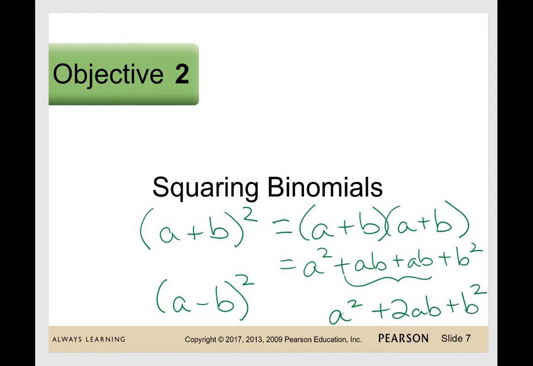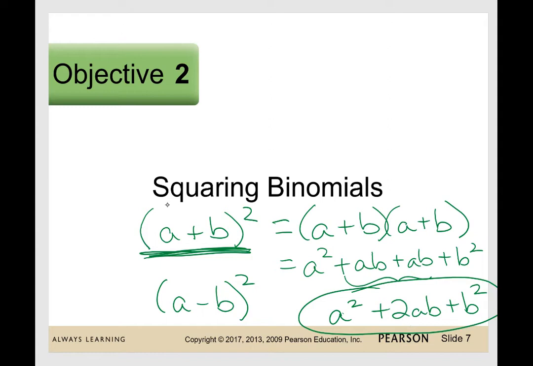So it turns out that anytime you have this pattern where you have a binomial squared, it's always going to end up looking like this, where the first term is just the first term squared in your original binomial. The last term is always this b squared. And then you get 2 ab's in the middle. So you'd multiply a and b and then multiply it by 2, and that'll be your middle term.